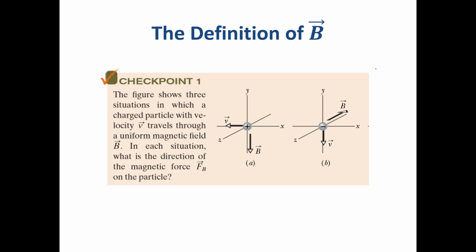And this is another picture. The figure shows three situations in which a charged particle with velocity v travels through a uniform magnetic field B. In each situation, what is the direction of the magnetic force FB on the particle? So first we have to put our finger in the V, and then we move to the B. V is X negative, B is Y negative.